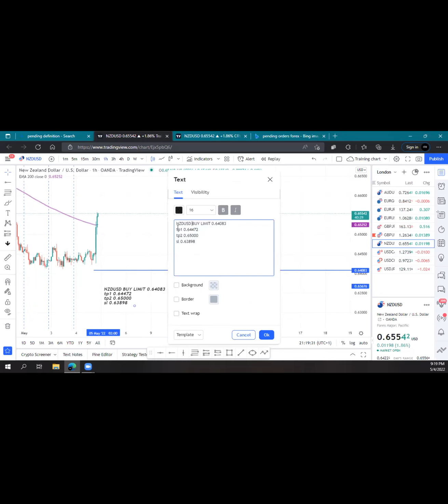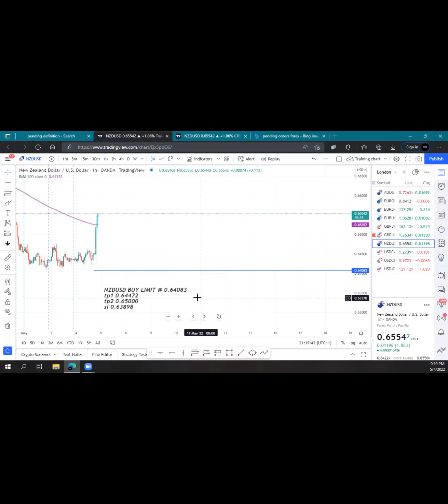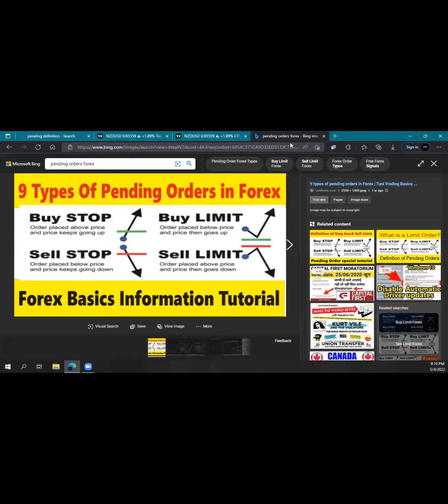NZD-USD, buy limit, exactly how they send it. Buy limit at this price. So let's say this is an example of a trade signal that we actually get. What that is going to tell you, if we go back here, is that a buy limit means an order that is placed below price.